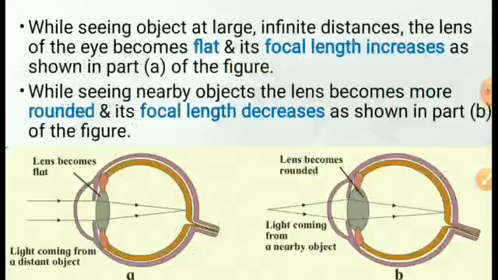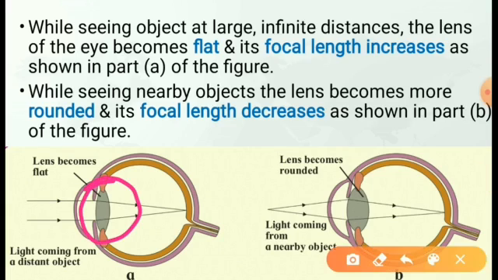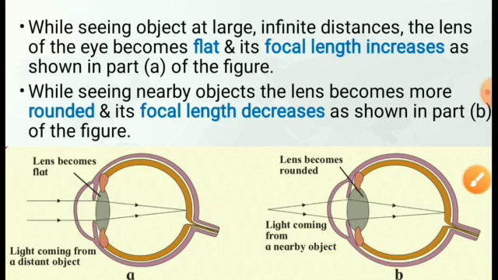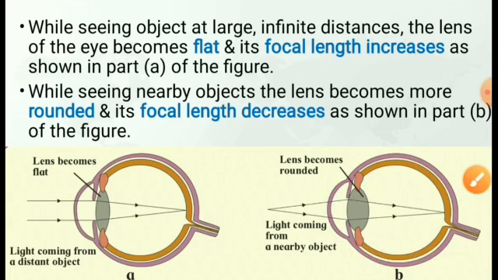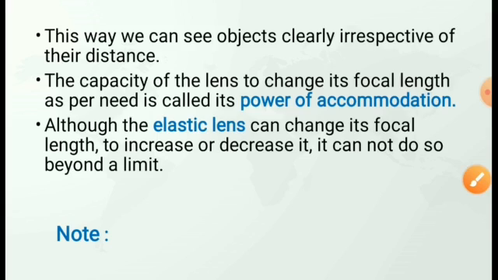While seeing an object at a large, infinite distance, the lens of the eye becomes flat and its focal length increases. You can see here in this diagram, the lens has become flat and the focal length increases. While seeing a nearby object, the lens becomes more rounded and its focal length decreases. You can see here in this picture, the lens becomes rounded and the focal length decreases. This way we can see objects clearly irrespective of their distance.